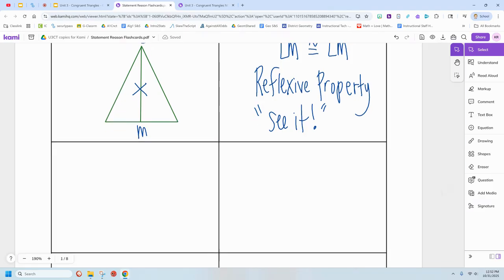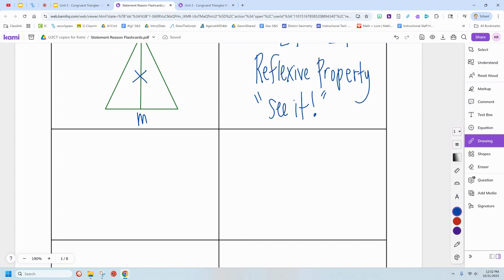We were given that reason L is the midpoint of, and I forgot what the line was. JN. JN, thank you. JN. Do I write that on the side for my triangle? So, no. So this, I'm sorry, this is now flashcard number 2. I didn't make that very obvious. This is flashcard number 2.